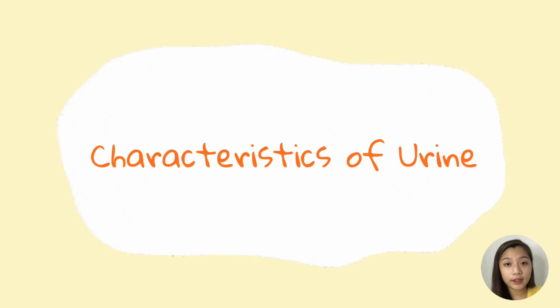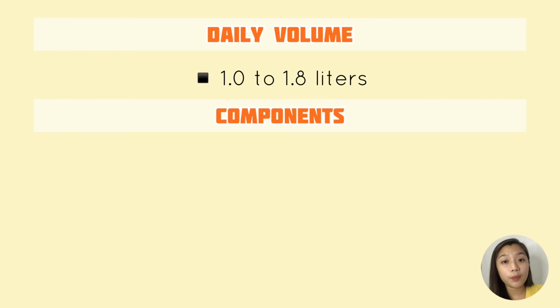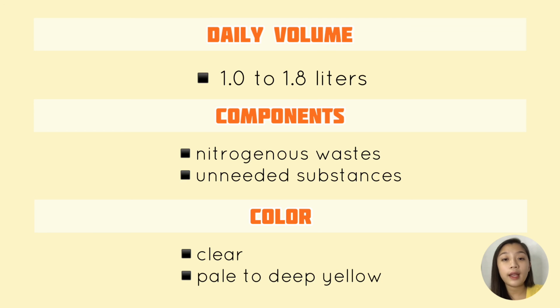Characteristics of urine. First is the daily volume. In 24 hours, only about 1 to 1.8 liters of urine are produced. The second one is the components. Urine contains nitrogenous waste and unneeded substances. Third one is the color. Freshly voided urine is generally clear and pale to deep yellow.